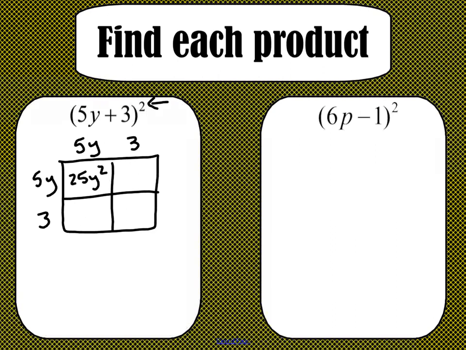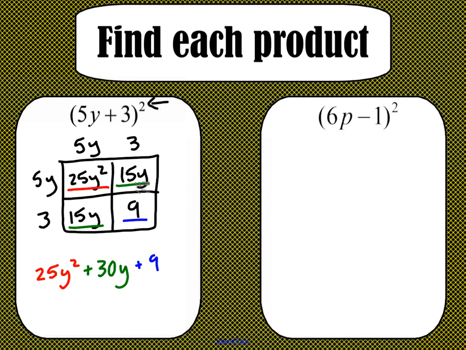5y times 3 is going to be 15y. 5y times 3 is going to be 15y. 3 times 3 is 9. 25y squared, I have no like terms to go along with that, so I just have 25y squared. I have 15y's. I also have another set of y's right there. So 15y plus 15y is going to be 30y. And then I have 9, which there's no numbers to go with it, so I have 9. And that's going to be my final answer.